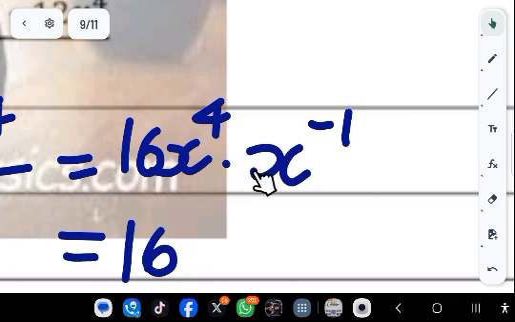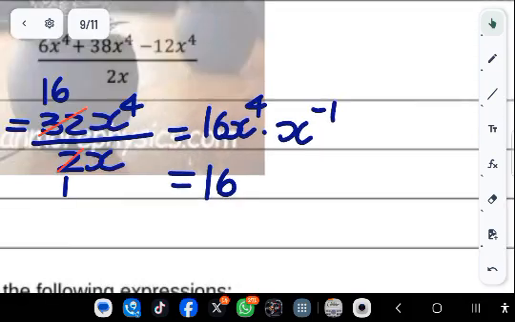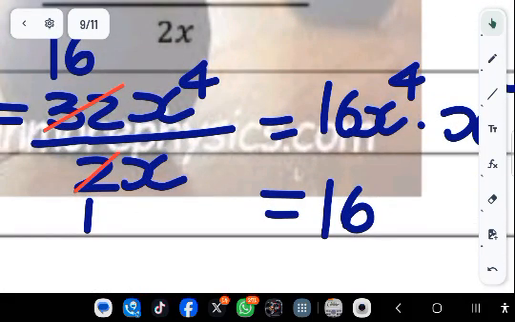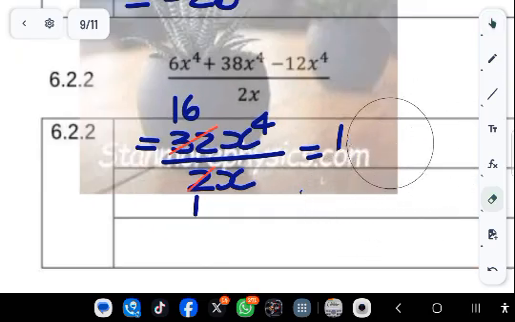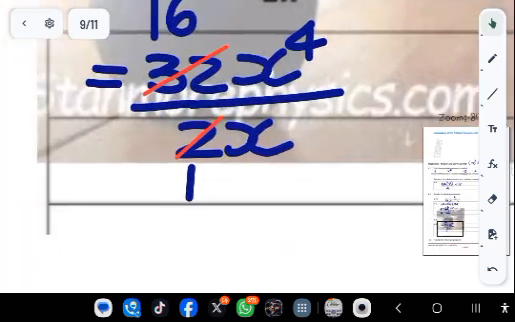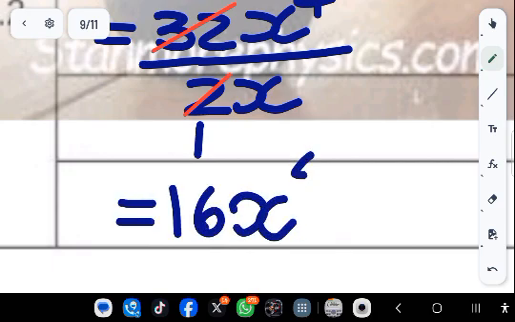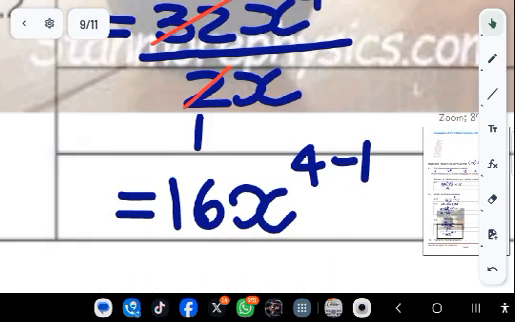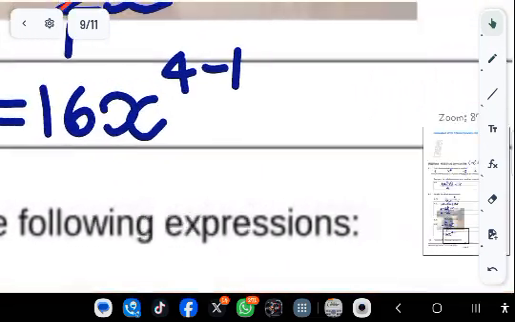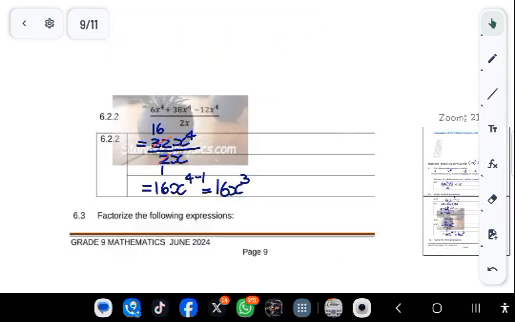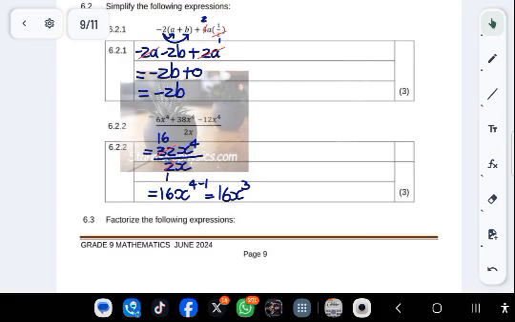So that gives us 16. Now when you multiply powers of the same base, you must add the exponents. You could have just said, because this is at the bottom, let me show you, that will be 16 and then x to the power of 4 minus 1, because you're subtracting the exponent of the power at the bottom, which leaves you with 16x to the power of 3, because these are the rules of exponents.